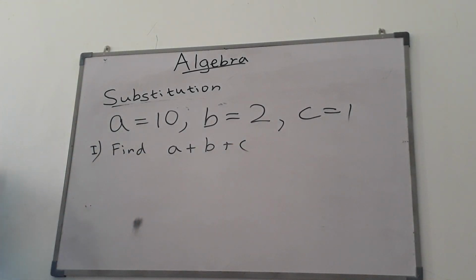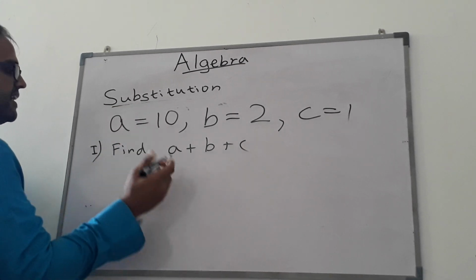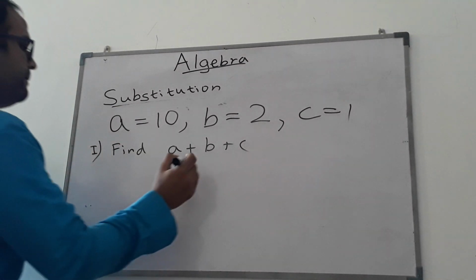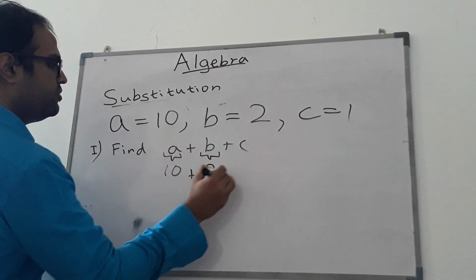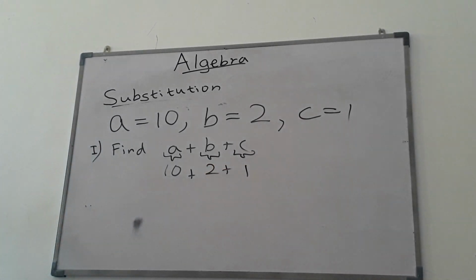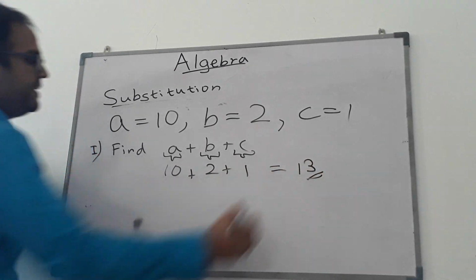So we have to substitute values. Instead of A, we can write 10. Substituting A to 10, I wrote 10. Instead of B, I can write 2. And C is 1. So A plus B plus C means 10 plus 2 plus 1. Answer is 13.